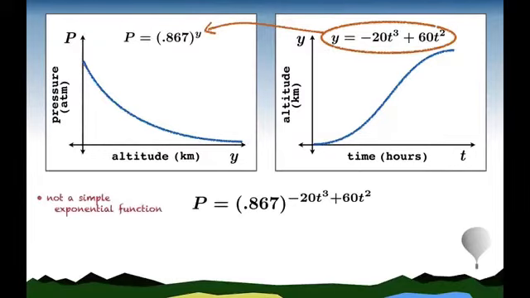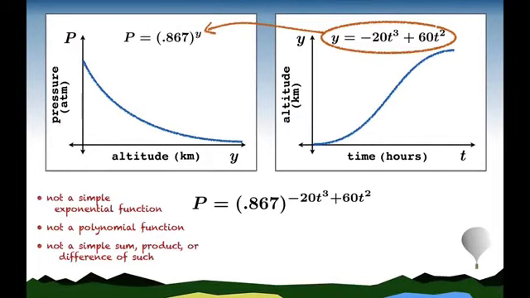We'll notice that this is not a simple exponential function. It's not a constant raised to a variable. And it's not a polynomial function either. And it's really not even a simple sum or product or difference of these kinds of functions. So at this stage, we're stumped by this question of what dp dt is. The way to get unstuck is to apply the chain rule.